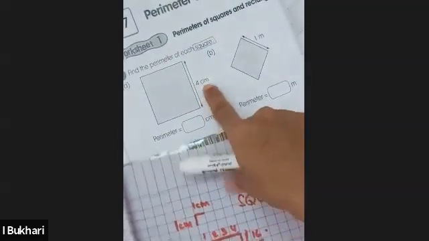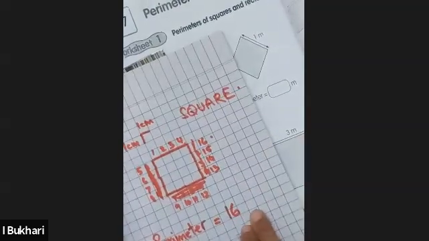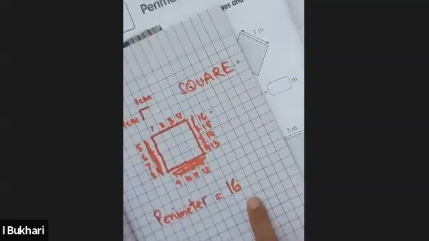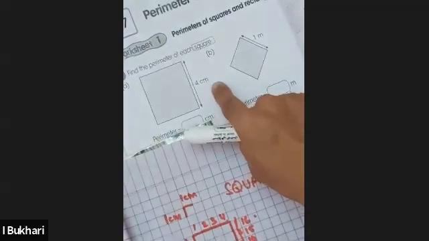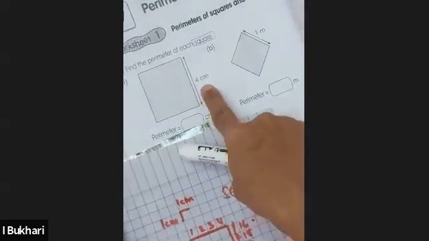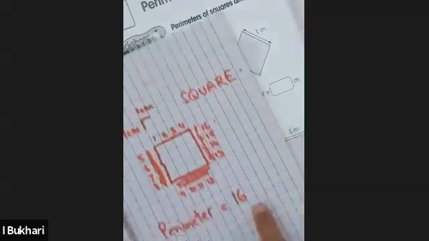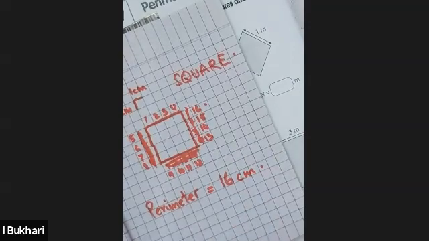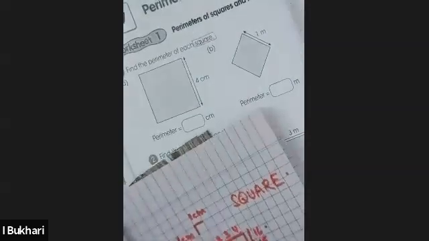What is the unit they have given? They have given the unit centimeters. So the unit of your answer should be exactly the same as the unit of the question. Remember, the unit of your answer should not be different from the unit of the question. Otherwise, you will lose marks. So if the question gives you centimeters, you also have to write centimeters here. 16 centimeters. Now, next question, B.